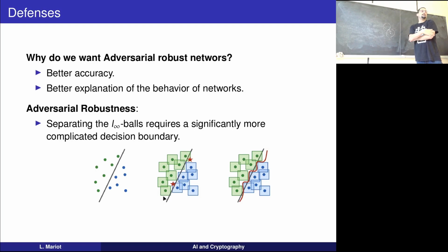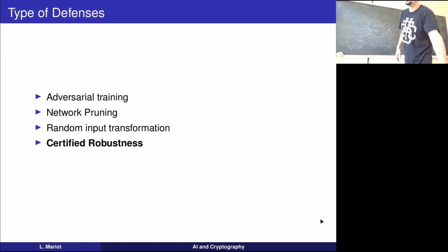So if we want to add this adversarial robustness, the problem is that we need to find a more complicated shape for our decision surface. And the question now becomes how to do this. There are several types of defenses to reach this kind of complicated decision boundary that is able to have this robust resistance towards adversarial examples.